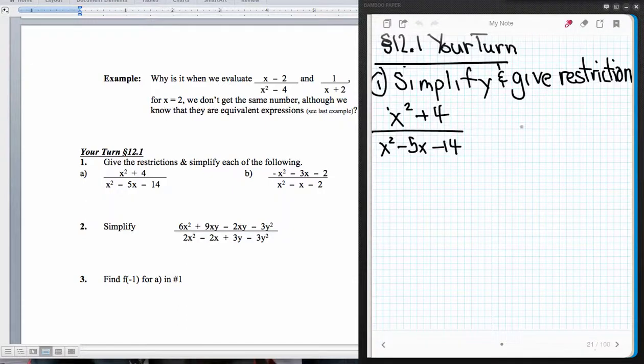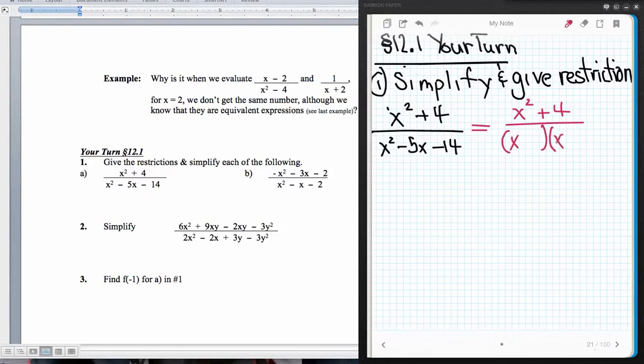All right, for this next problem, we're supposed to be simplifying and giving the restrictions in the Your Turn problems of section 12.1. So the numerator, x squared plus 4, that's the sum of two perfect squares. The sum of two perfect squares cannot be factored, so we're not going to do anything to that. The denominator can be factored, so we're going to be factoring this.